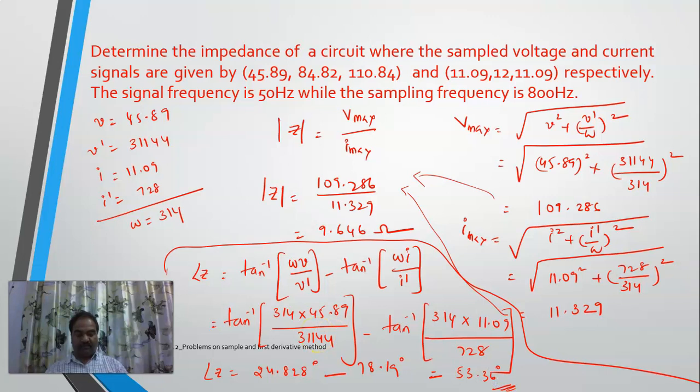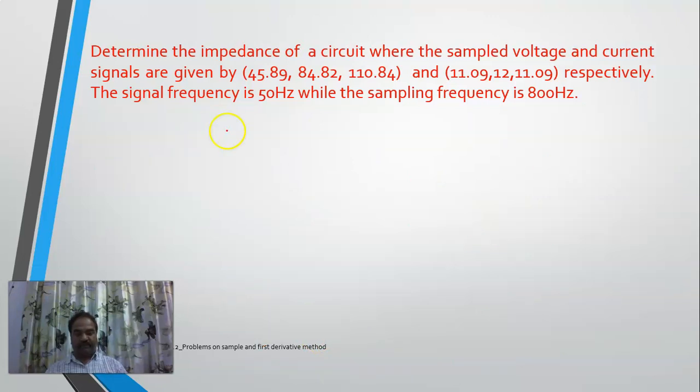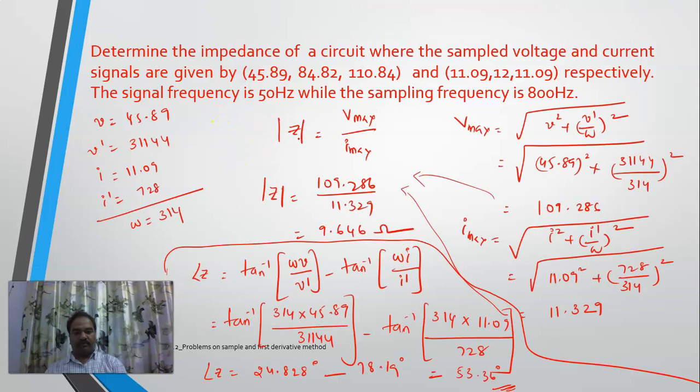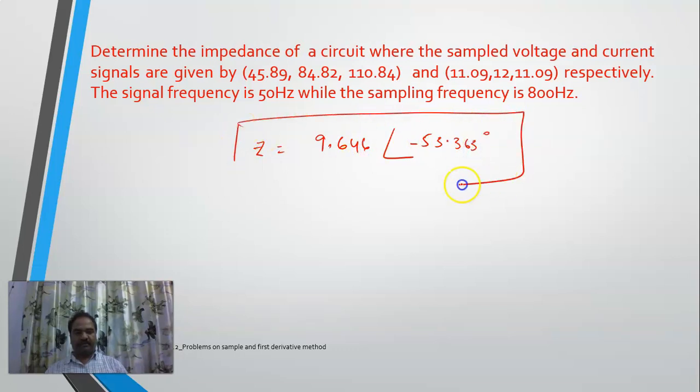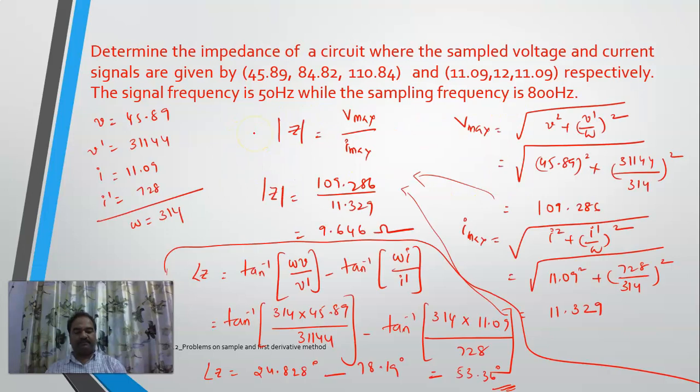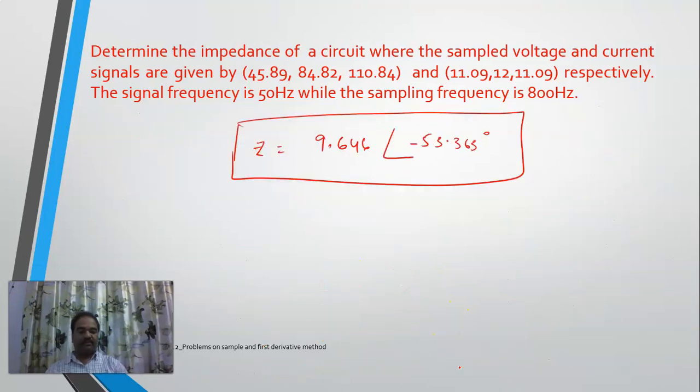So the final values, if we keep them again: Z is equal to, this is magnitude of Z, 9.646, which is at an angle of minus 53.363 degrees. This is the value of the impedance phasor, right? This is minus 53.36. So this is the impedance value. This is what has been asked: determine the impedance of the set.